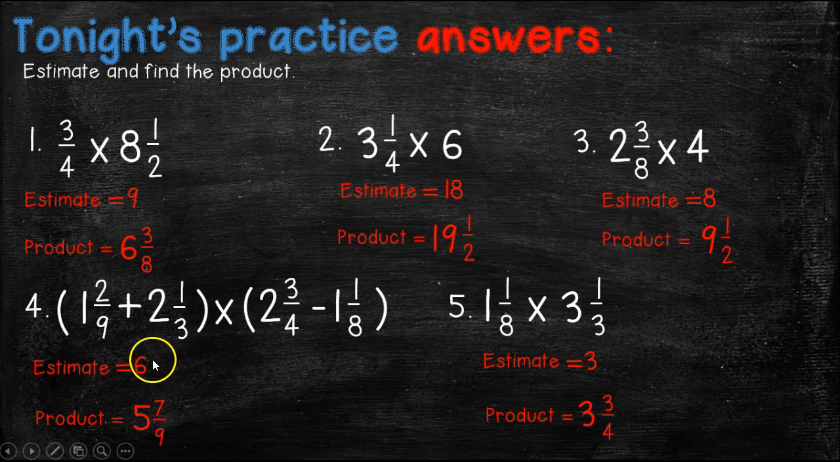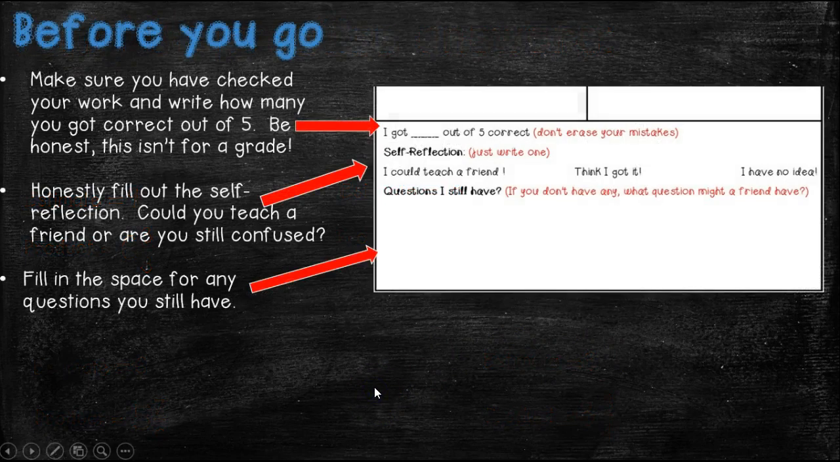Number 4, this was the doozy. Your estimate was 6 and your product was 5 7/9. And number 5, your estimate was 3 and your product was 3 3/4. Remember, make sure you've checked your work and you wrote how many you got correct out of 5. Be honest, it's not for a grade, and we can go over anything you had questions about tomorrow.